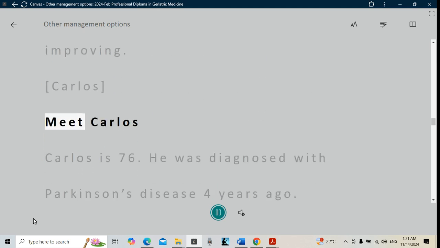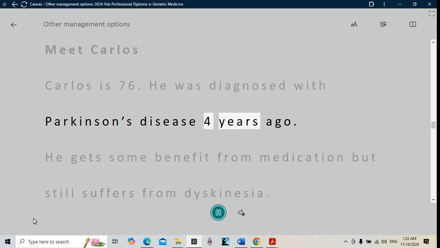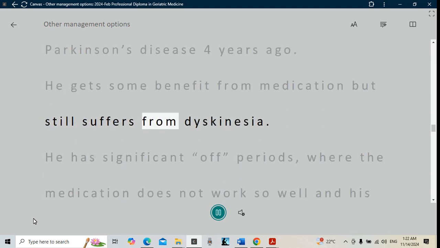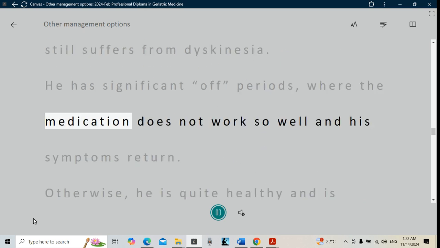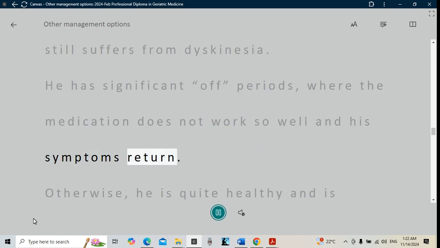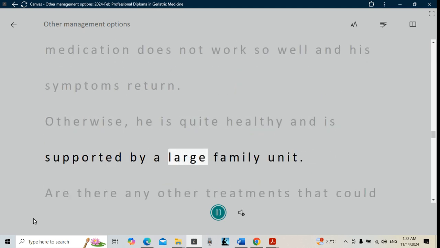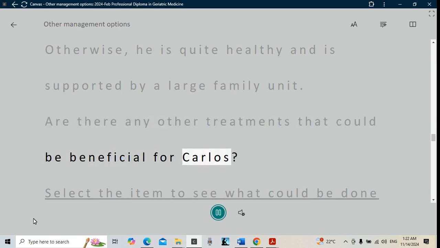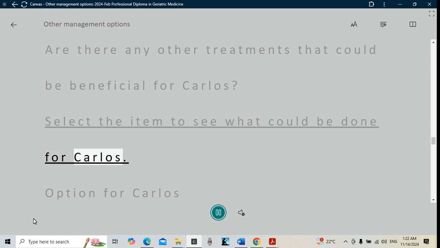Carlos. Meet Carlos. Carlos is 76. He was diagnosed with Parkinson's disease 4 years ago. He gets some benefit from medication but still suffers from dyskinesia. He has significant off periods, where the medication does not work so well and his symptoms return. Otherwise, he is quite healthy and is supported by a large family unit. Are there any other treatments that could be beneficial for Carlos? Select the item to see what could be done for Carlos.